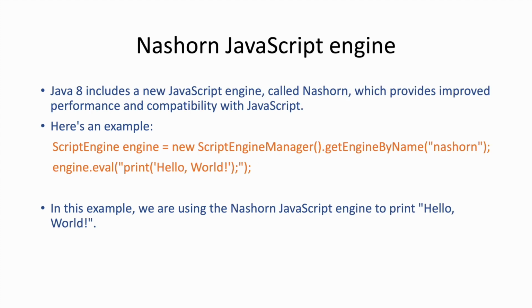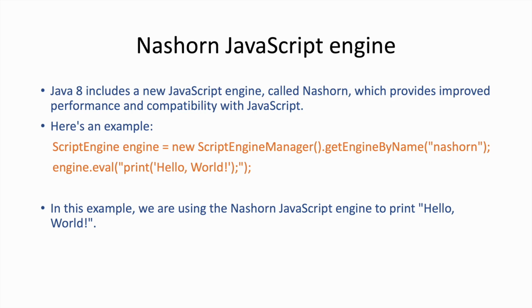Next feature is the Nashorn JavaScript engine. Java 8 includes a new JavaScript engine called Nashorn, which provides improved performance and compatibility with JavaScript. Here's an example. In this example, we are using the Nashorn JavaScript engine to print Hello World.